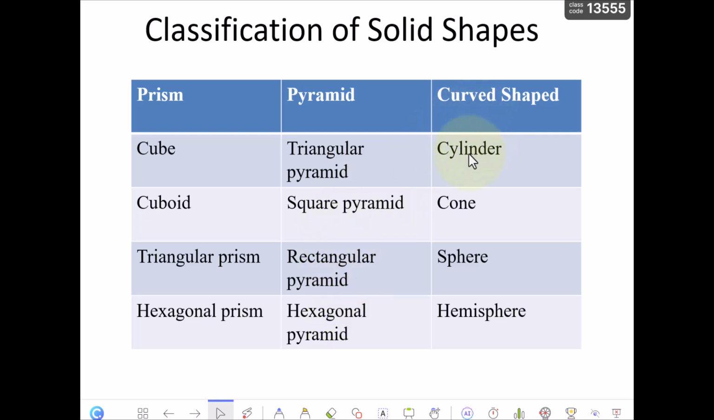Then for curved shapes, if the base is a circle for a prism, it will be a cylinder. If the base is a circle for a pyramid, it will be a cone. Then a perfect sphere, like your football, is a sphere. Half of a sphere is what we call a hemisphere. So that is all for today's lesson.